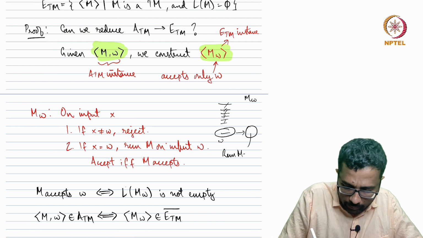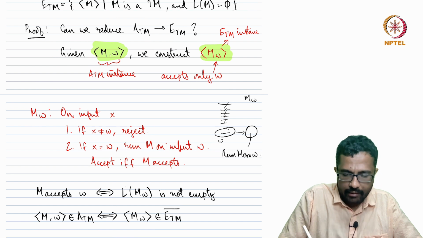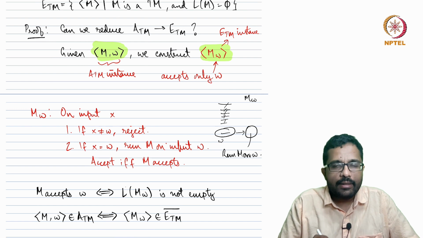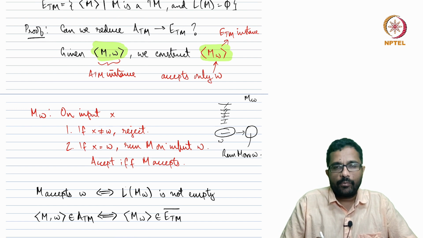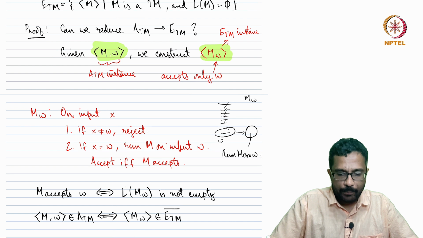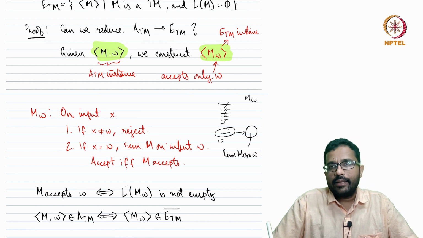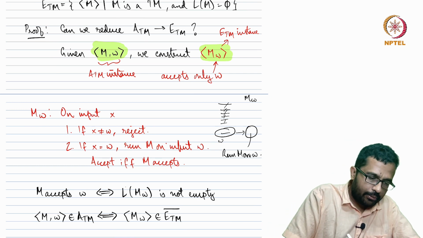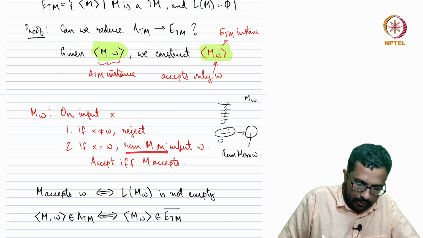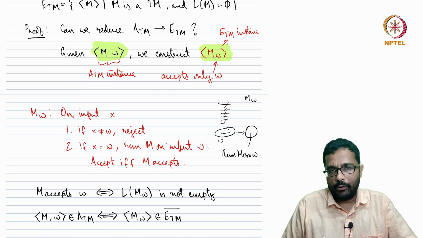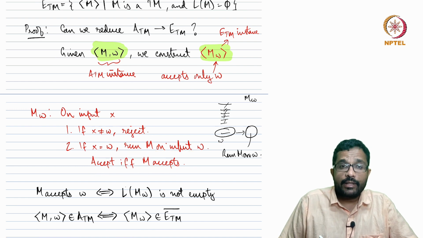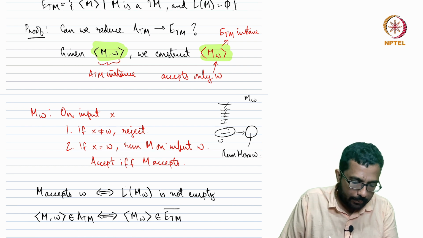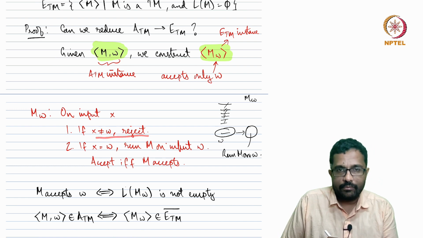Run M on W and do whatever M does. So it rejects everything that is not W and then runs M on W if the input is W. So if M accepts W, then MW also accepts W, right. If M accepts W, then MW accepts W. If M rejects W, then MW rejects everything that is not W.